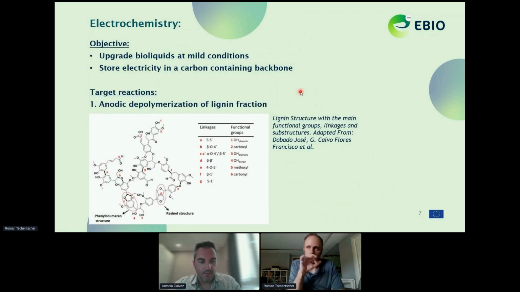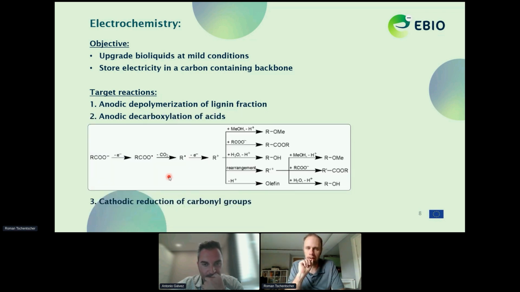So the three target reactions we go for are very similar for the black liquor and the pyrolysis liquid cases. We aim to depolymerize the lignin, so to break the lignin structure down into smaller units, which then can be easier further converted or can be distilled. The main target groups are the ether bonds between the aromatic, let's say, monomeric units. Then we also aim to convert any organic acids into either alcohols, ethers, or hydrocarbons.